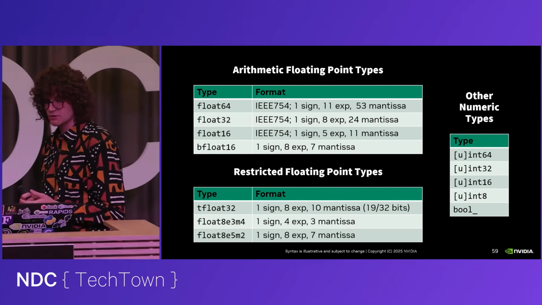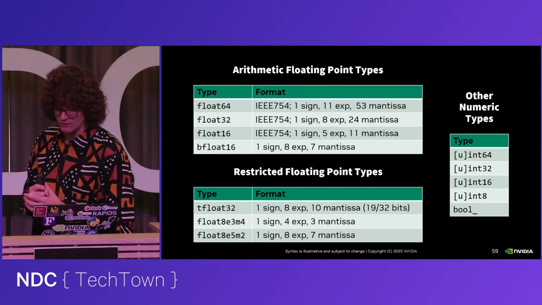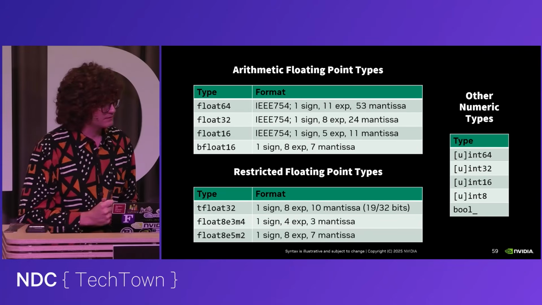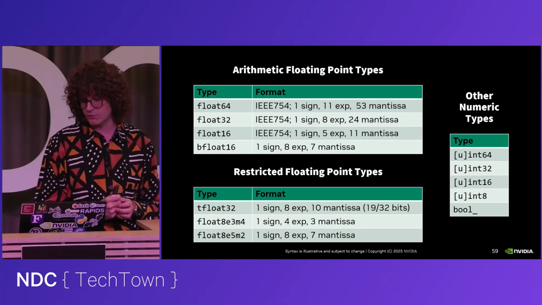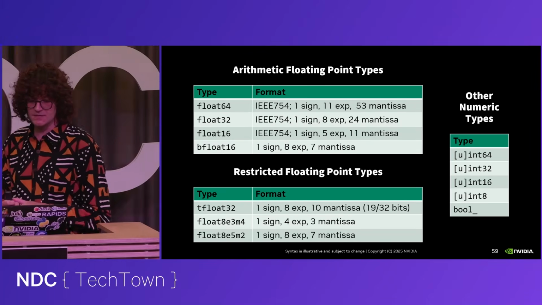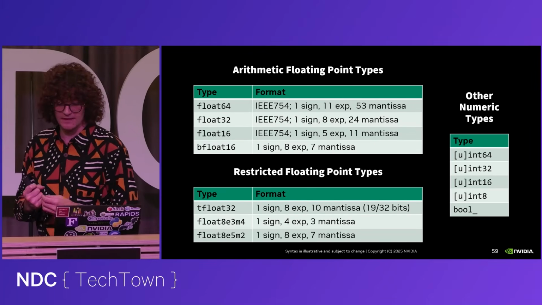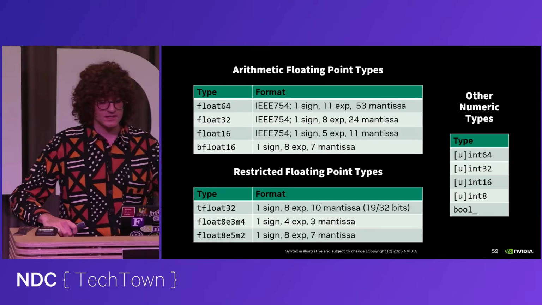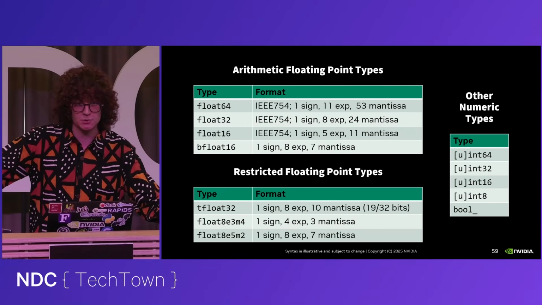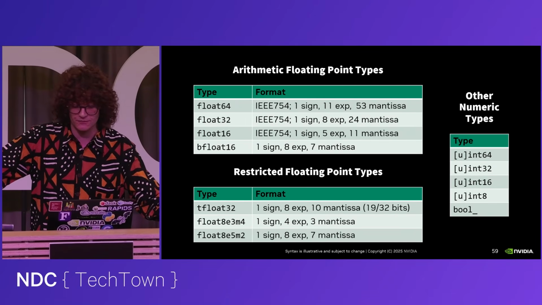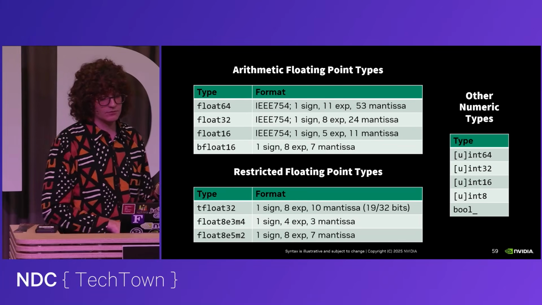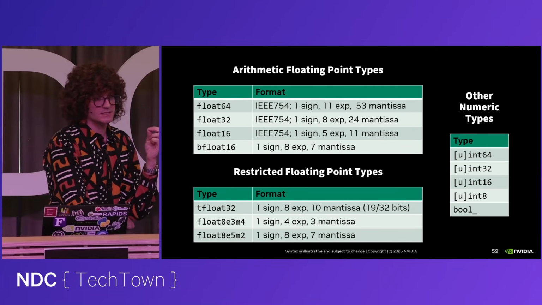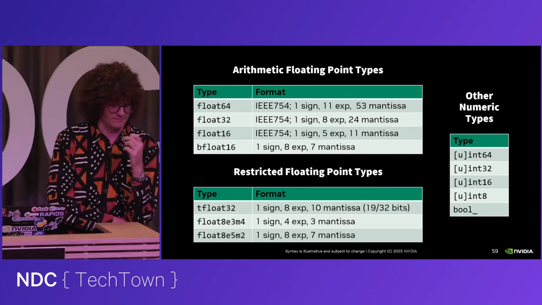So at launch, cuTile will support a wide range of numeric dtypes. Arithmetic floating point types and all non-floating point numeric types can be used with all arithmetic and mathematical operations, such as addition, subtraction, trigonometric functions, and transcendental functions. Restricted floating point types can only be used with certain operations, such as matrix multiplication.